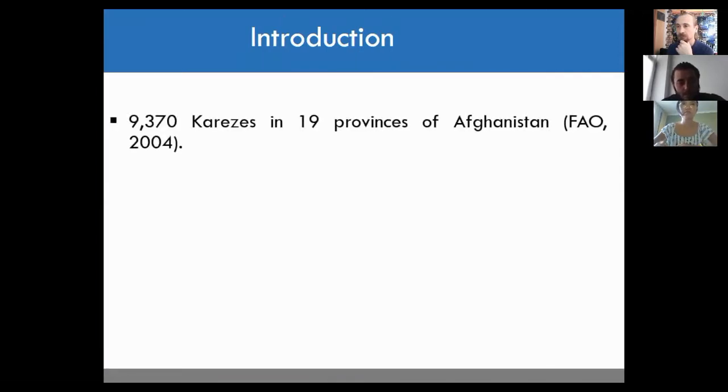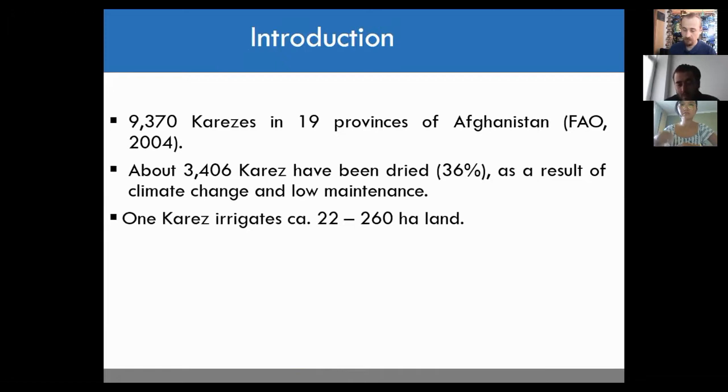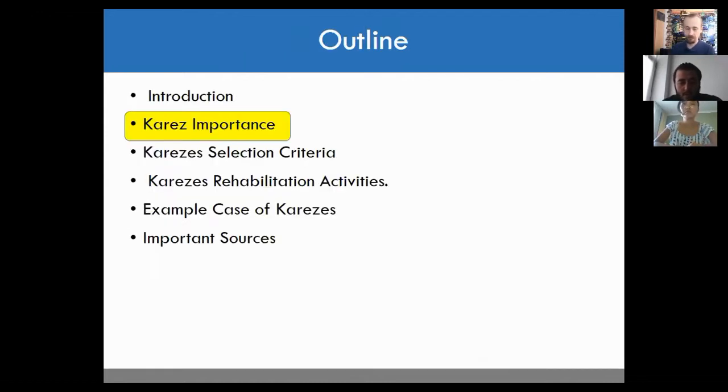And in Afghanistan, there are 9,370 Karizes in 90 provinces of Afghanistan. And about 3,406 Kariz have dried, a percentage of 36, as a result of climate change and low maintenance. On average, one Kariz irrigates about 22 to 260 hectares of land.